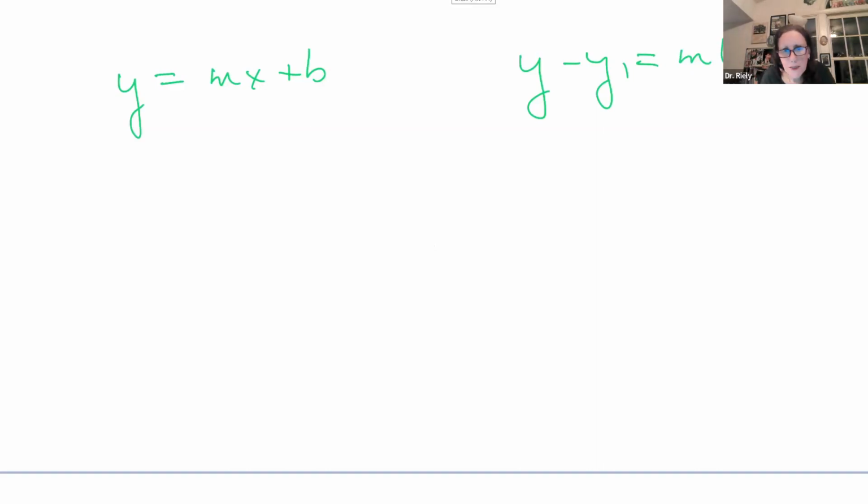Let me just hop in here. For the second one you wrote, is that one point slope? I forget the name. So the second one, this is point slope, exactly. Okay, okay. So that's point slope, and this is slope intercept.